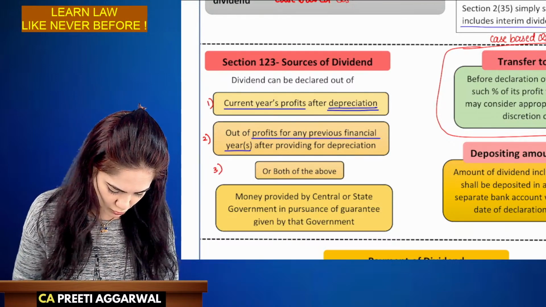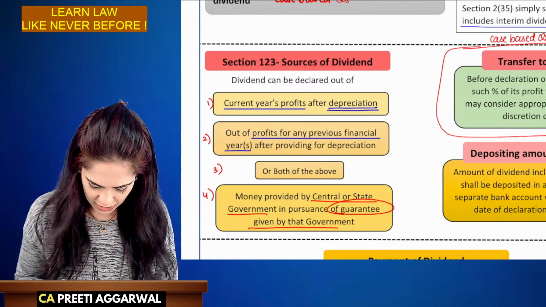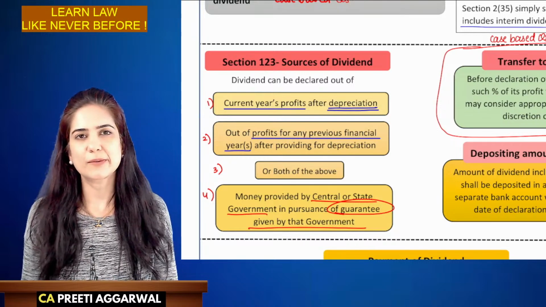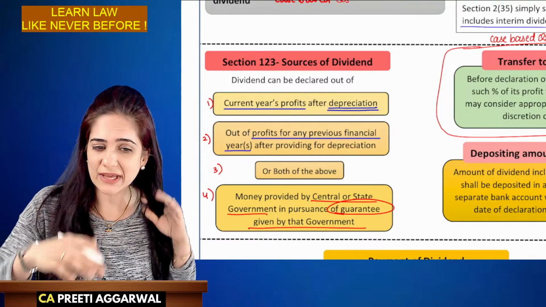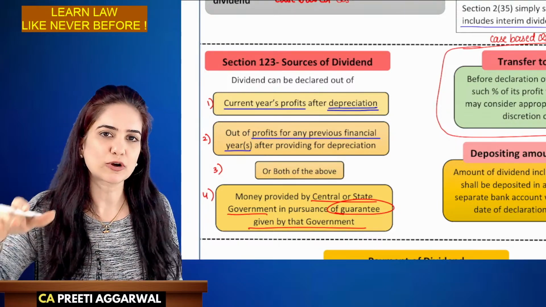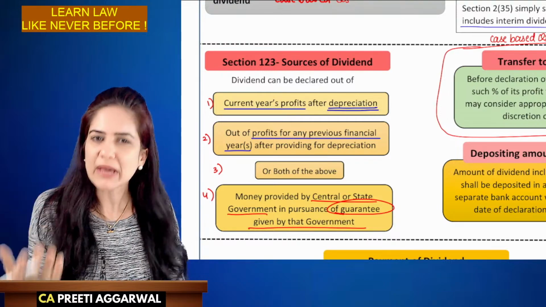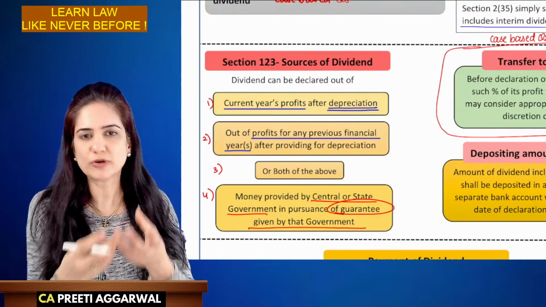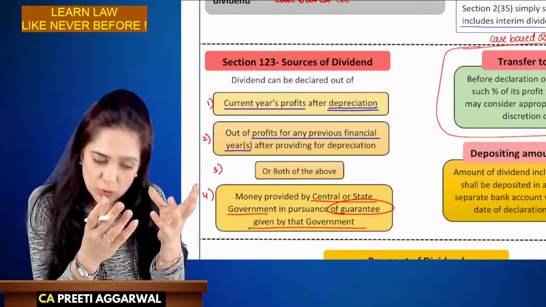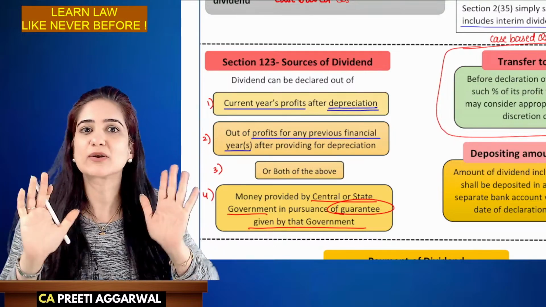And you can also use the money which is provided by the central or state government in pursuance of a guarantee given by that government. So let's say, for example, that there is an airline which is on the verge of bankruptcy, but in order to maintain the market sentiment of that company, the share price, they want to maintain it because they know that the company may revive. So the central government is giving a guarantee that, see, this is the amount of dividend that we are ready to give you. Use this money to distribute so that the market sentiment is maintained, so that people are not worried.